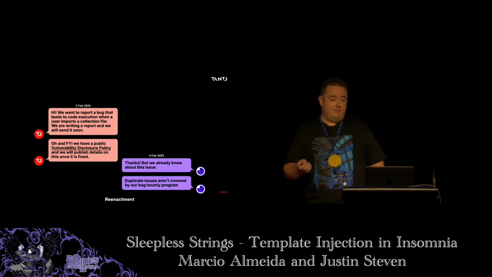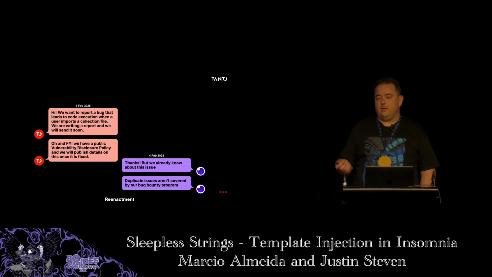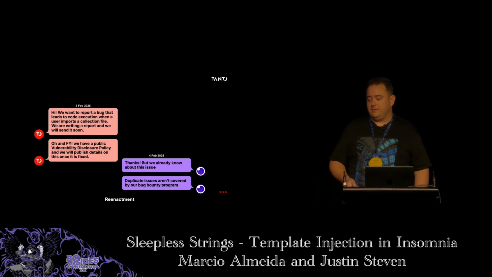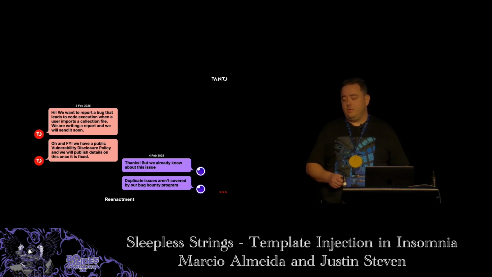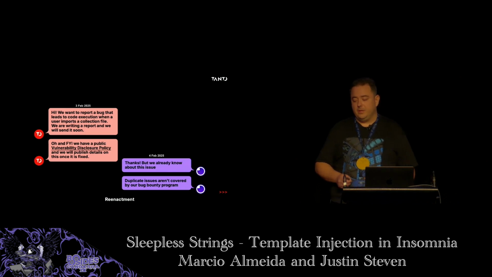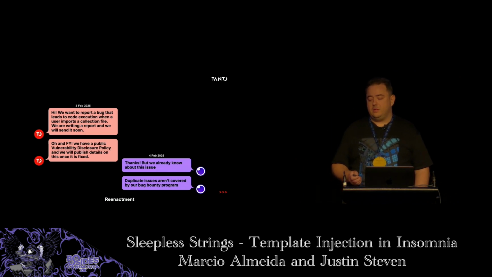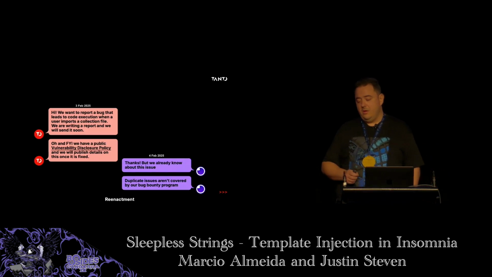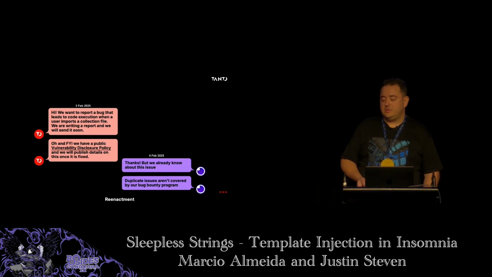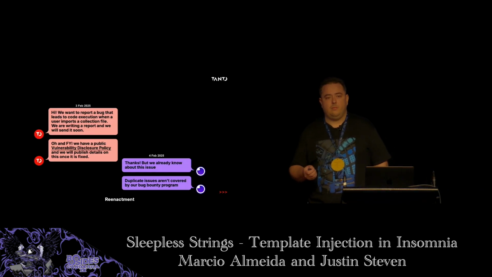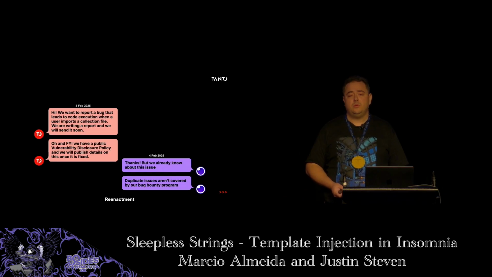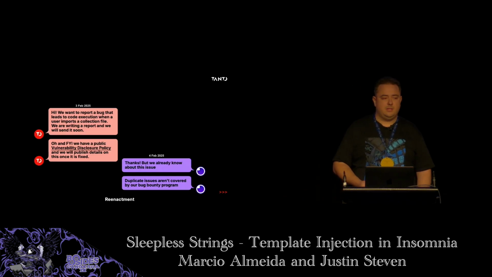Yeah, so remember, these chat bubbles here are just a reenactment of how the conversation went, not verbatim, but then we sent the first message. Hi, we want to report a bug that leads to code execution when a user imports a collection file. We are writing a report and we will send it to you soon. And by the way, we have a public vulnerability disclosure policy, and we publish details once it's fixed. Our vulnerability policy is pretty similar to what other companies do. Like Google, ours is heavily based on theirs.